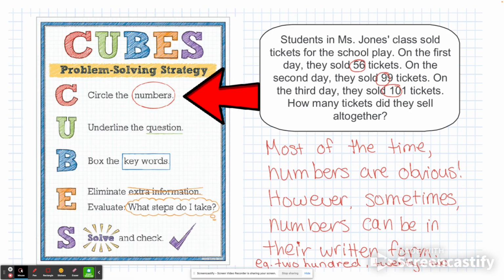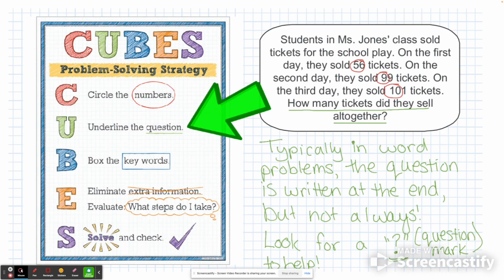Now, as I've written here, most of the time, numbers are pretty obvious if they're written in their digit form. However, sometimes numbers can be written in their written form. So for example, I've put at the bottom of the screen here, 222. So you want to make sure that you read carefully the problem to see how the person who's written the problem has identified the numbers.